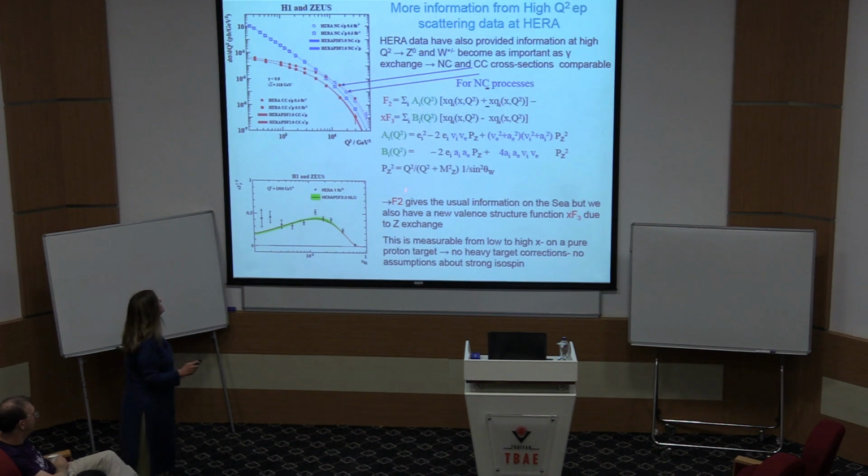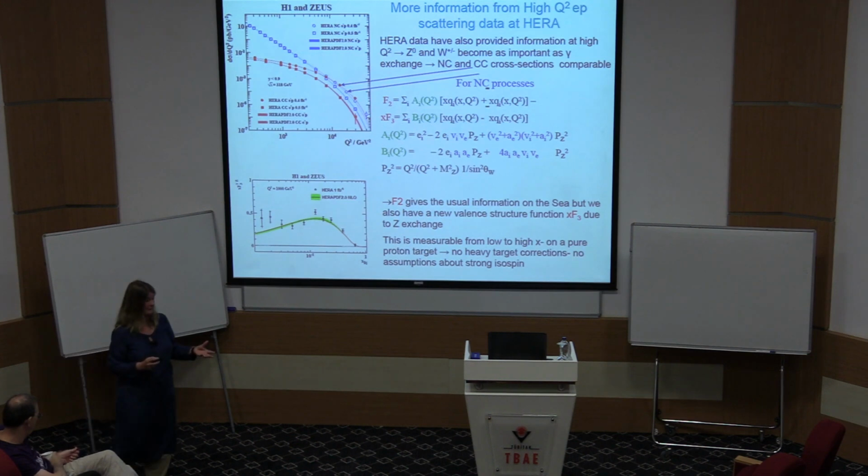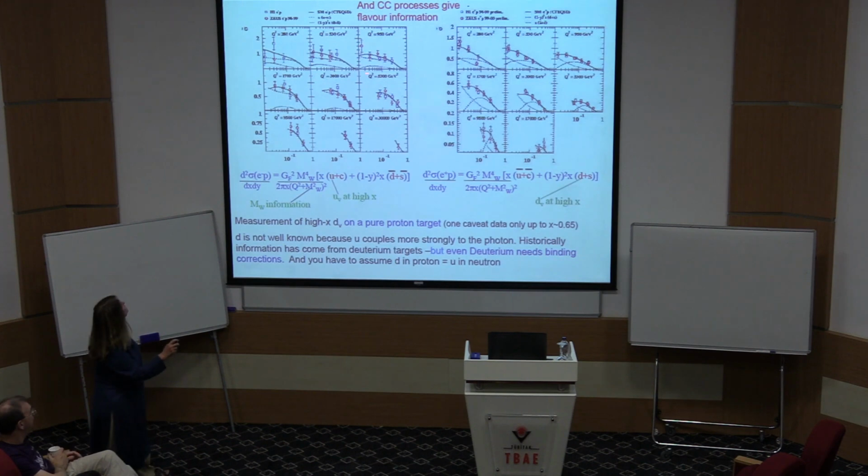So the F2 here is giving us the usual information, but we now get a new valence structure function from the Z exchange, which is giving us more information about valence structure functions without having to use heavy nuclear targets or isoscalar targets where we may have to make assumptions. Right? So this is measurable from low to high X on a pure proton target. That's good news.